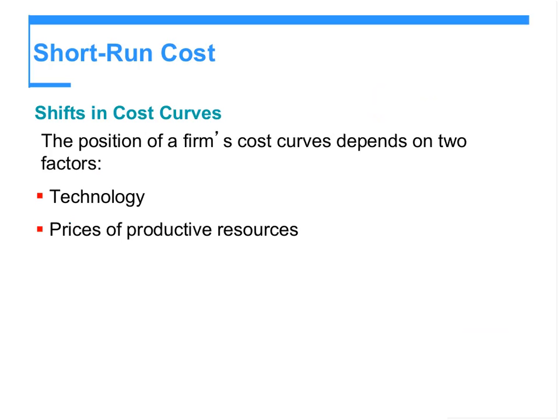So, shift in cost curves. The position of a firm's cost curve depends on two factors. These usually help you to have different cost curves. If you have better technology, definitely you have less cost. Prices of productive resources are also important. If you have cheaper productive resources, definitely your cost is lower.